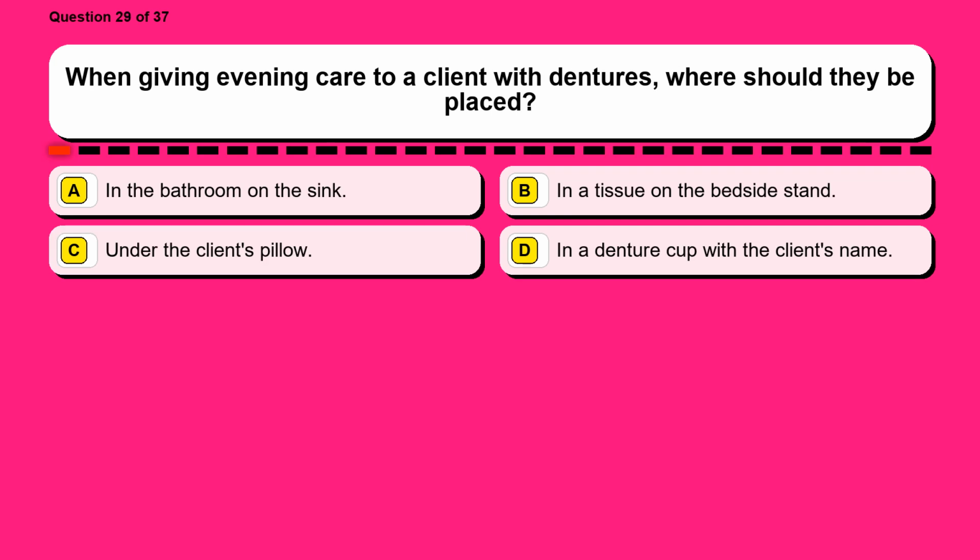Question 29. When giving evening care to a client with dentures, where should they be placed? Option A. In the bathroom on the sink. Option B. In a tissue on the bedside stand. Option C. Under the client's pillow. Option D. In a denture cup with the client's name.